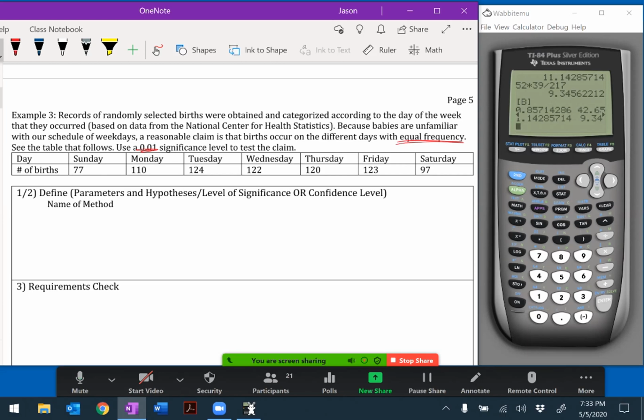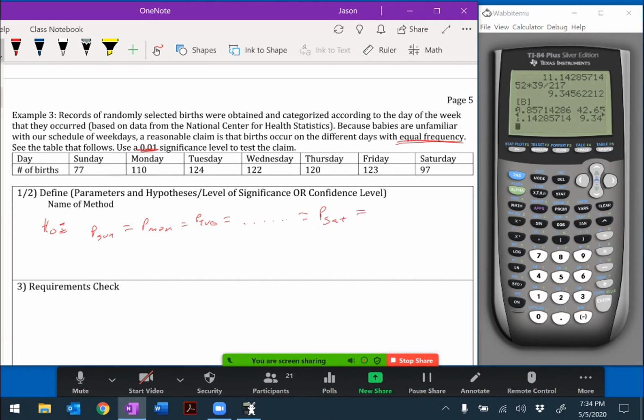So what is the null hypothesis? The null hypothesis is that all of the births are equal on all of the days. And so the probability that we have a birth on Sunday, Monday, Tuesday, Thursday, Friday, Saturday is going to be 1/7, right? We would say that the probability of that would be all 1/7.